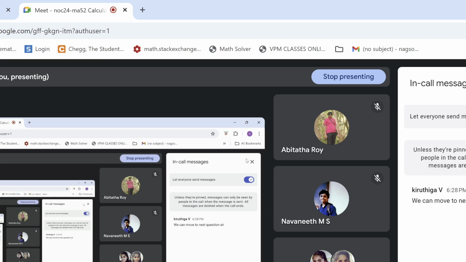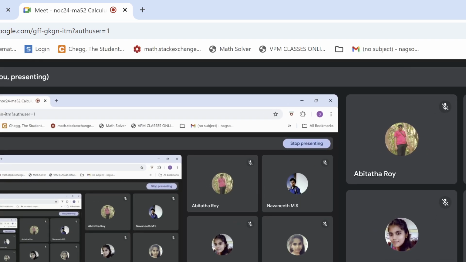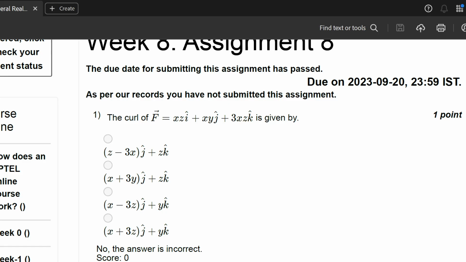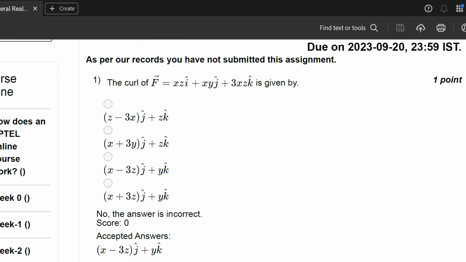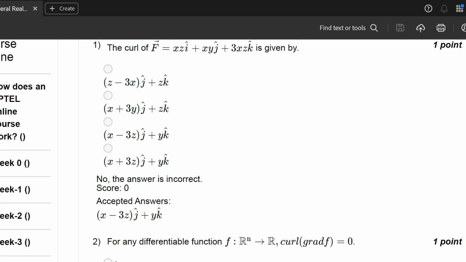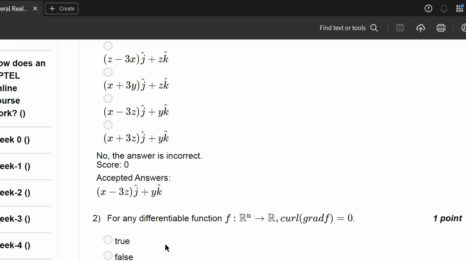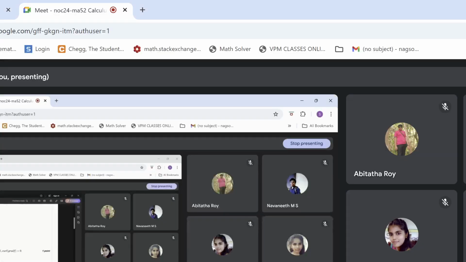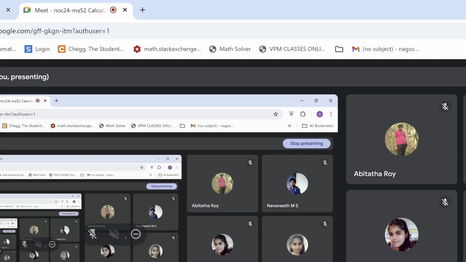Okay, thank you. So the next question: the answer is already given because it is a previous year question, but you have to prove that for any differentiable function f, curl of grad f is 0. It is a true statement. Can you prove it? Curl of a grad is always 0.